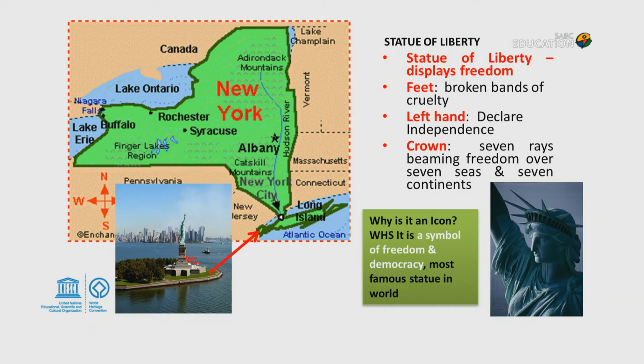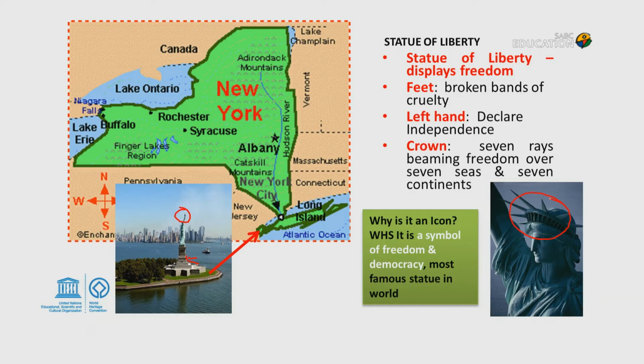It has got the left hand, it declares independence. You see, everyone who declares independence, most of them raised their left hands. And then it has got the crown. Check the crown. 7 rays beaming freedom over 7 seas and 7 continents.